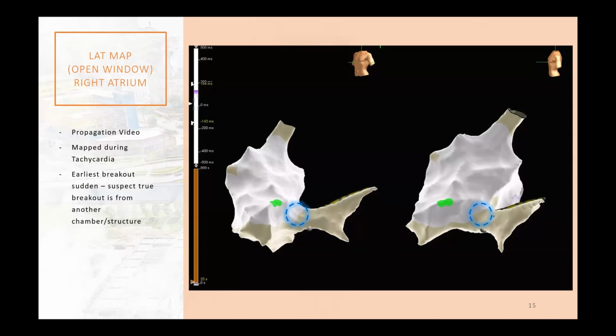And with non-irrigation? With non-irrigated, you can usually deliver 25 watts, 30 watts. But sometimes you cannot deliver higher than that because the flow is very limited in that area. The impedance is going to go high. Okay. Thank you.